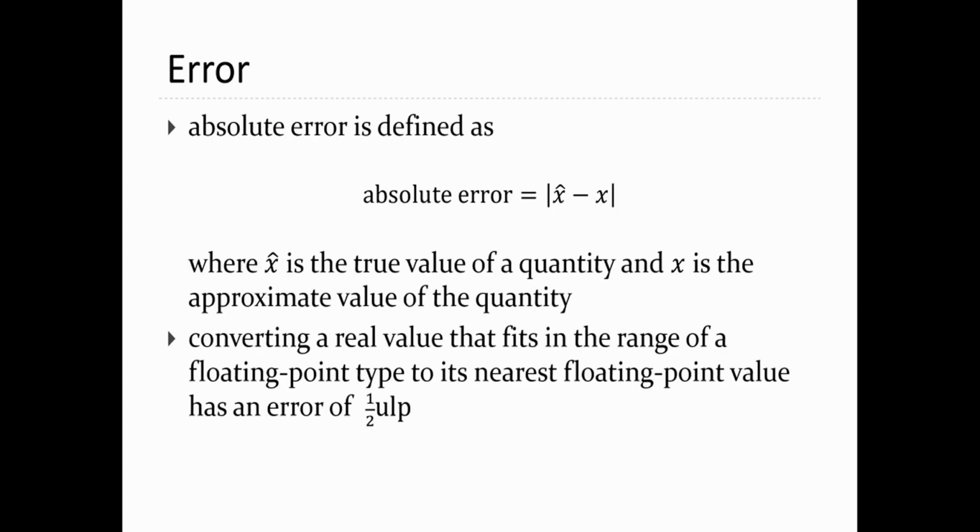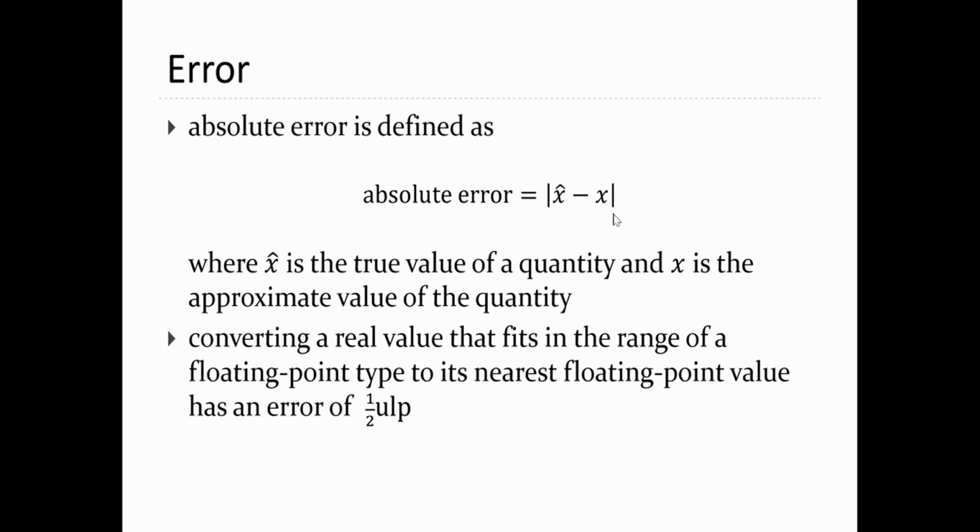Okay. So we want to compute errors. There's something called absolute error. Absolute error is just the difference between the true value. So x hat is always my true value, and x is my calculated value or estimated value. So for the absolute error, you just subtract them and take the absolute value.